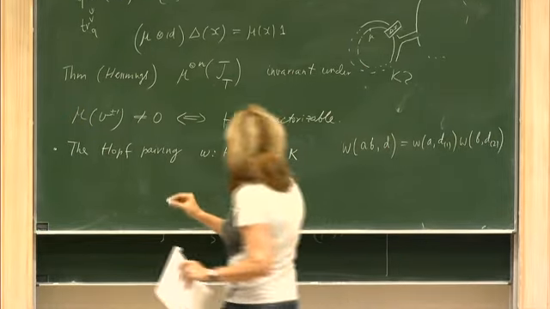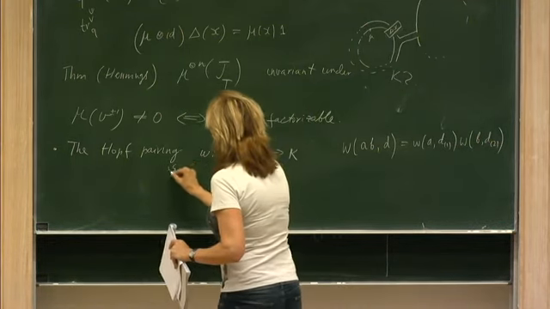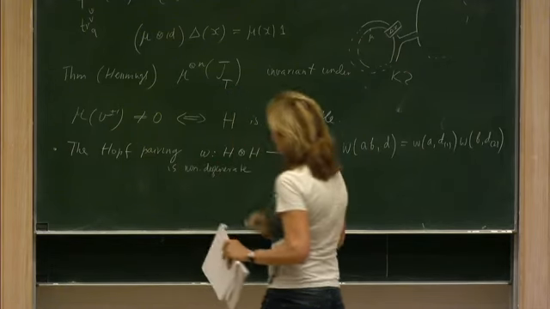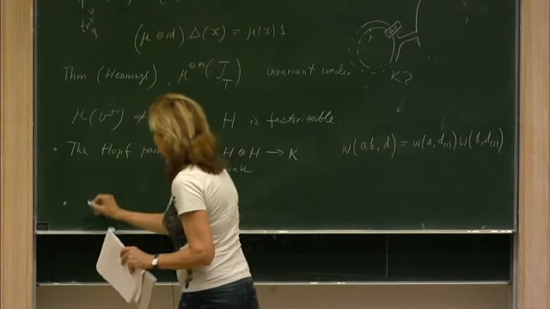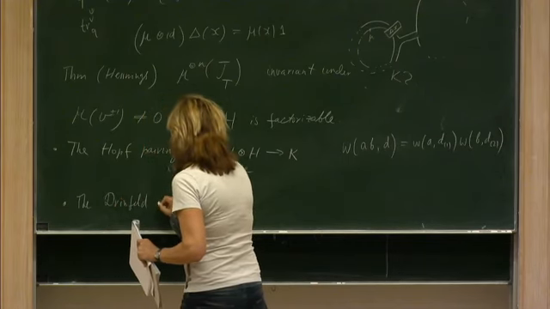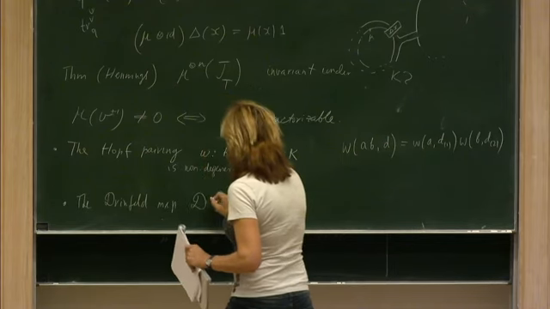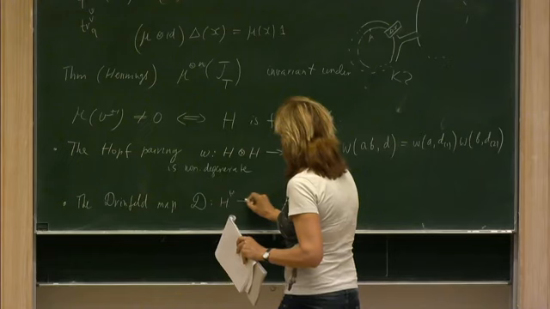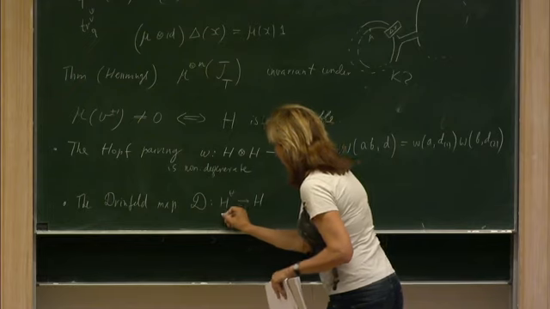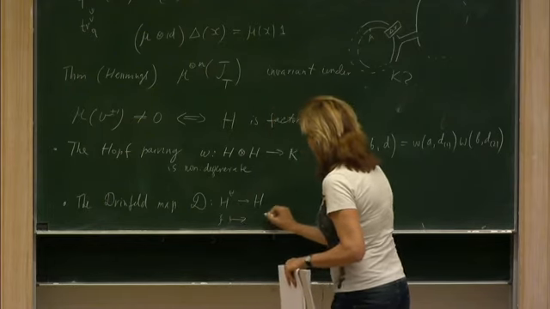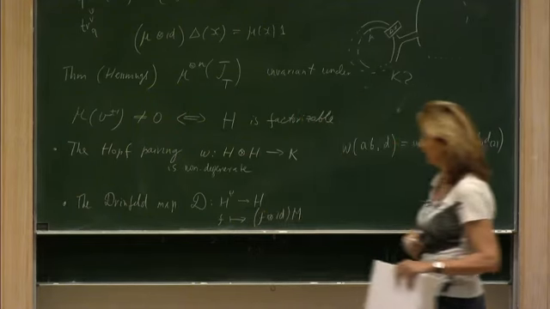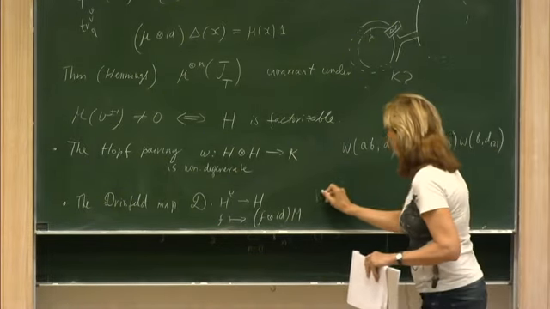But so this pairing is non-degenerate. So this is one definition. The second definition of factorizable is that the Drinfeld map, which I'll call D, going from H star to H, basically goes like this. You take F and you send it to F times identity evaluated at the monodromy matrix. So this map is an isomorphism.